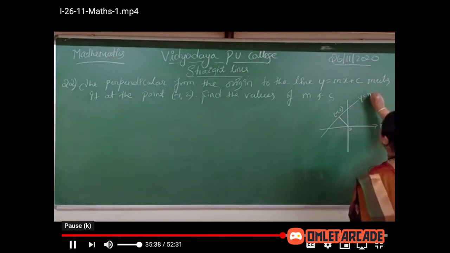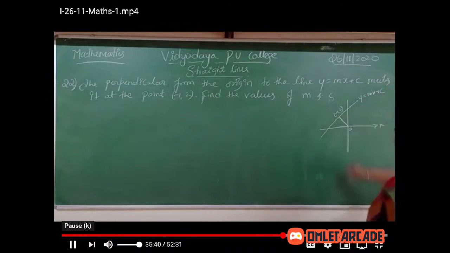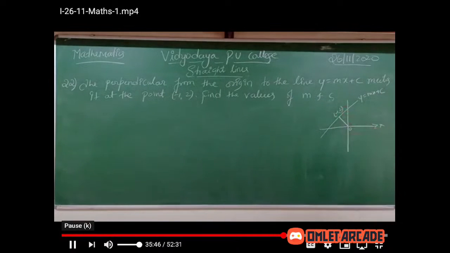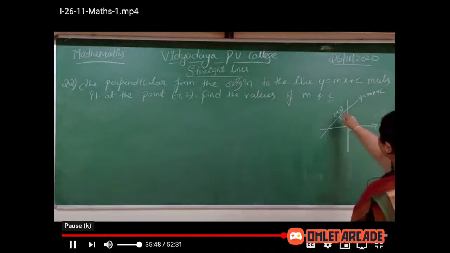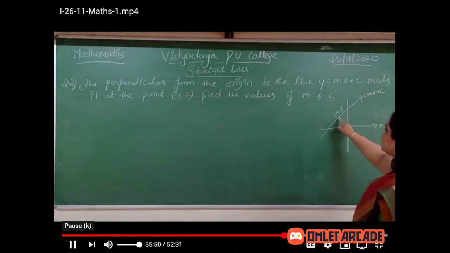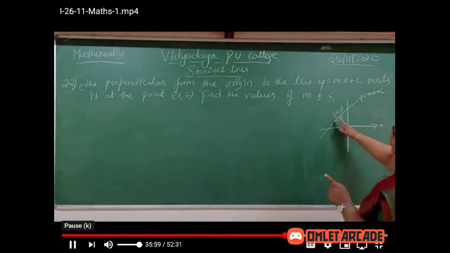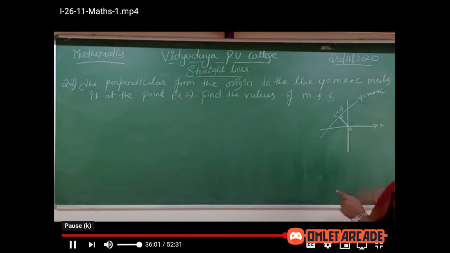This is the equation what? y is equal to mx plus c. Equation of the line is y is equal to mx plus c, and the point on the line is minus 1 comma 2, and this is actually what? Intersection of a line and a perpendicular from the origin. So it is a right angle. Right? The perpendicular from the origin to the line meets at the point minus 1 comma 2. Find the values of m and c. So the equation is given. So we need to find m and c here.